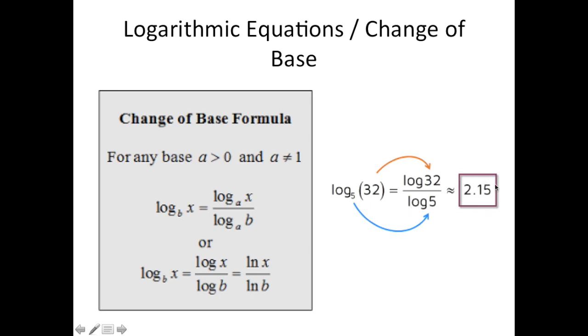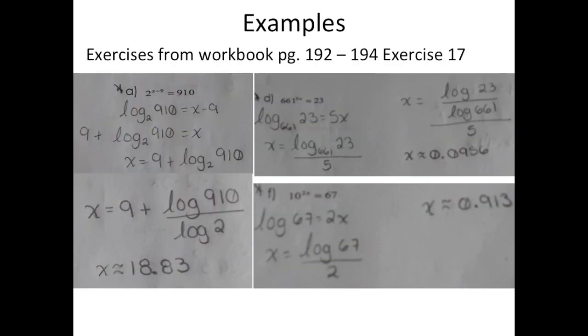And that's going to give me the exact same value in the calculator. You literally look for the key that is log, you push log 32 divided by log 5, and you're going to get approximately 2.15. I could have changed it to whatever base, but in this case, the idea is to change it into a base that will allow us to use the calculator. So the only two bases that you can change it into is log base 10 or natural log of x. With that in mind, now we can work the exercises from page 192 to 194, which is exercise number 17.